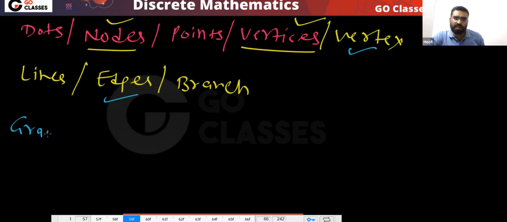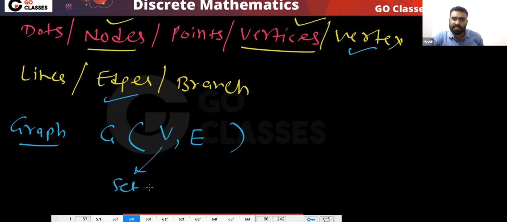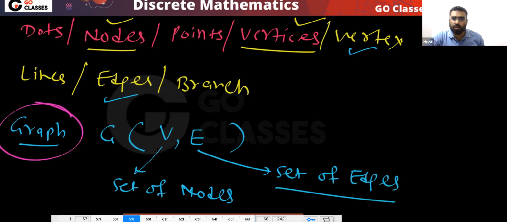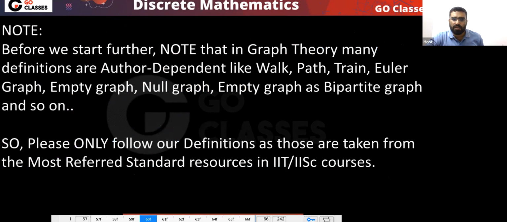So what is a graph? Any graph has two things. There will be a set of vertices and a set of edges. This is a set of nodes, or I can say a set of vertices. And this is a set of edges. So in every graph you have two things, dots and lines. Very simple. This is the simple definition of dots and lines.